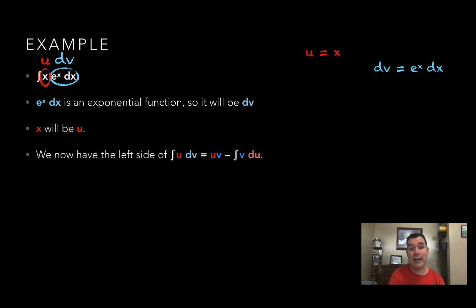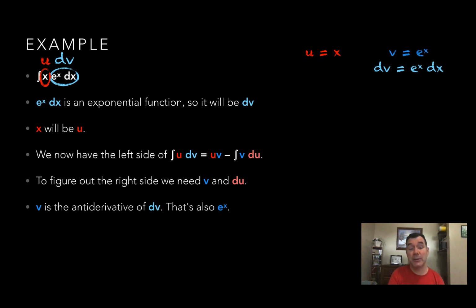All right, so now I have the left-hand side of that equation figured out, so I can write the right side. But to do that, there's some things I need to figure out first. I need to figure out what v is, and I need to figure out what du is, because both of those appear on the right-hand side of that equation. Well, v is simply going to be the antiderivative of dv, so that's also going to be e to the x. du is going to be the derivative of u, which is just 1 dx, or I can just write it as dx. So now I have everything I need to write the right-hand side of that equation.